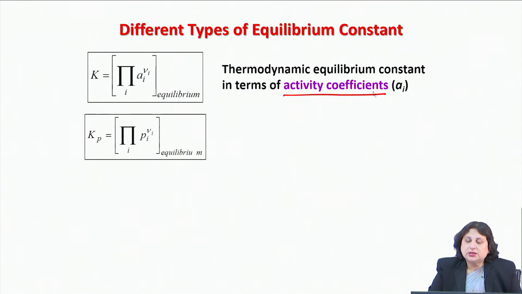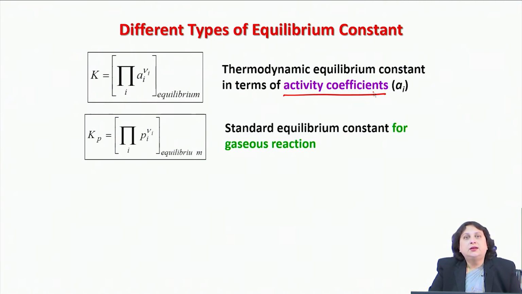But for most practical purposes, things are much simpler if you have a gas phase reaction. In that case, you can find out the equilibrium constant for the gaseous reaction in terms of the partial pressures of the components of the reaction mixture. Now, if you have the total pressure in the reaction mixture equal to the standard pressure of 1 bar, then you are going to have the corresponding standard equilibrium constant.